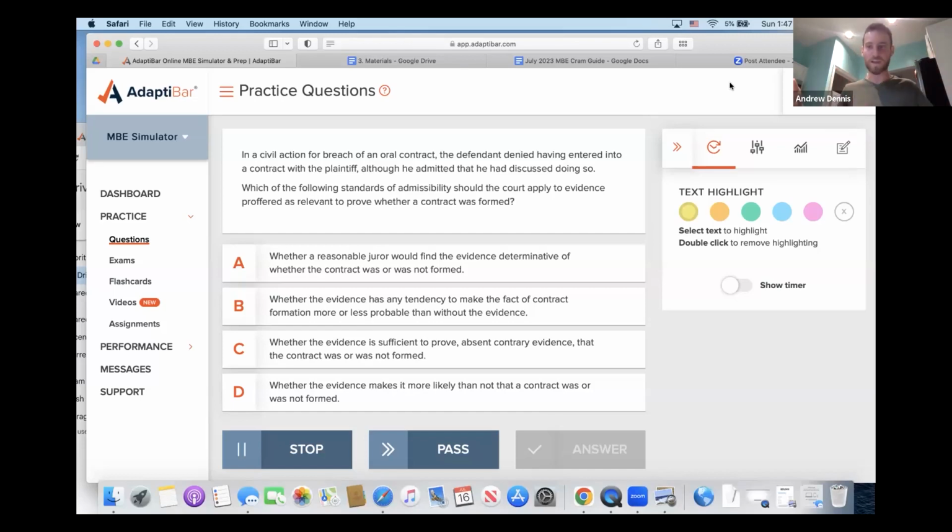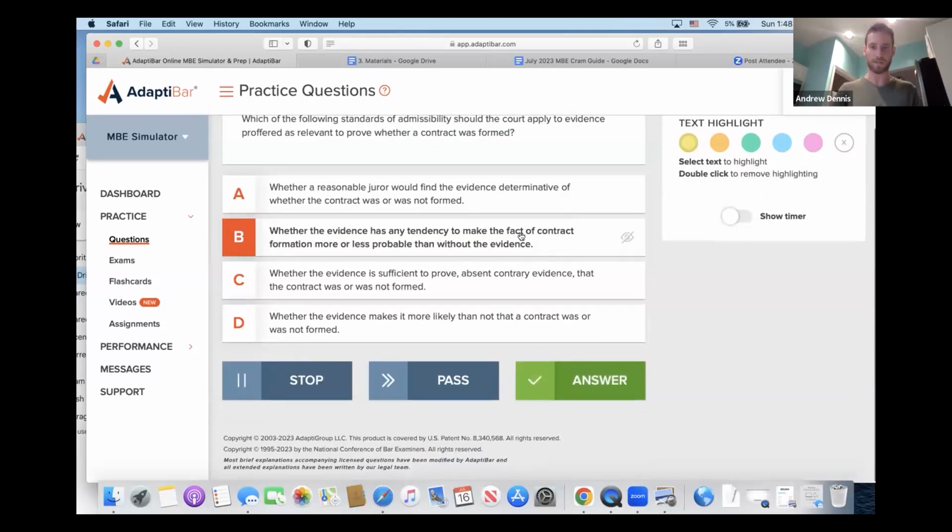This is just the rule of evidence. How is something going to be relevant? And as the class is overwhelmingly deciding, if I can get 2 more votes to make me hit that 72 mark, the answer is B, right? If it has any tendency to make the fact of contract more or less probable than without the evidence. That's if it's relevant. If it has any tendency.